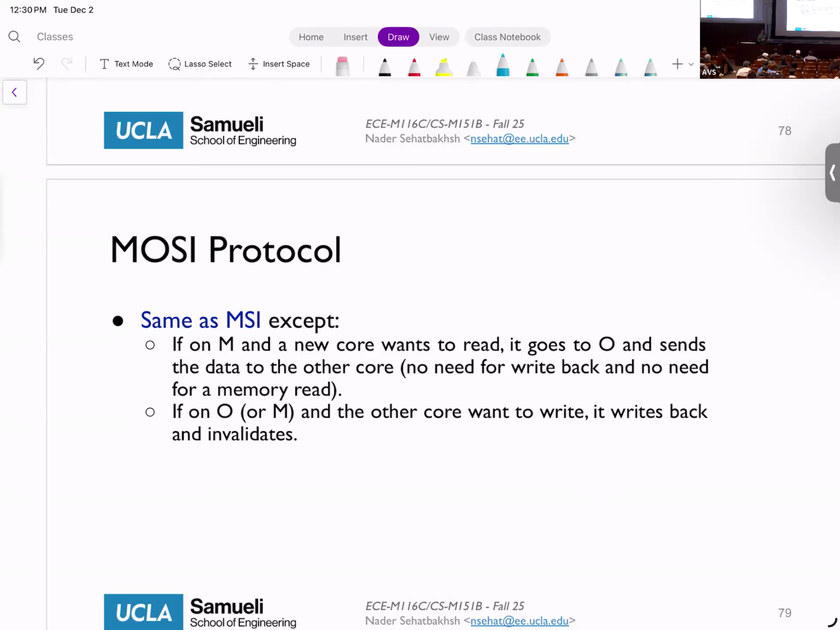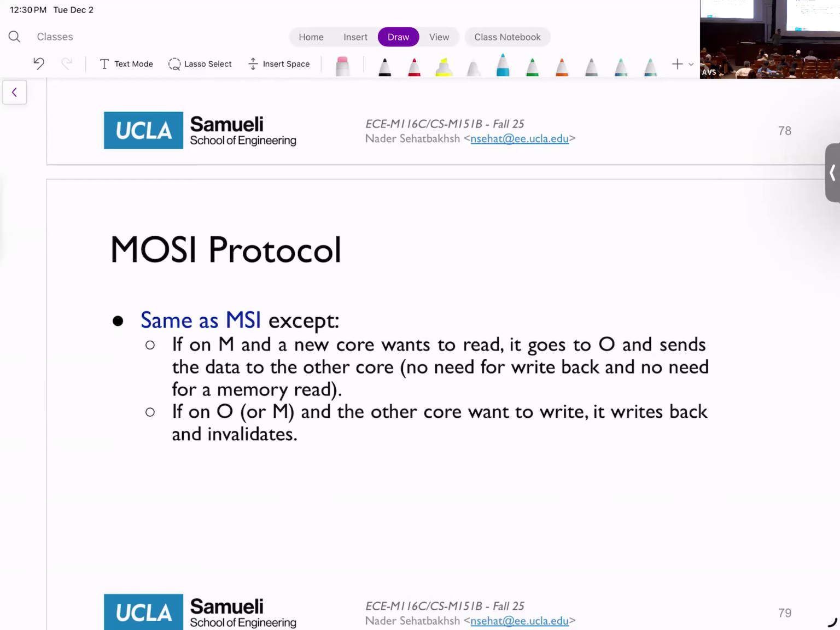It's a dirty forwarding. It forwards the data, but it forwards the dirty data. Because later on, we're going to have a forwarder state, an F, that forwards the clean data.